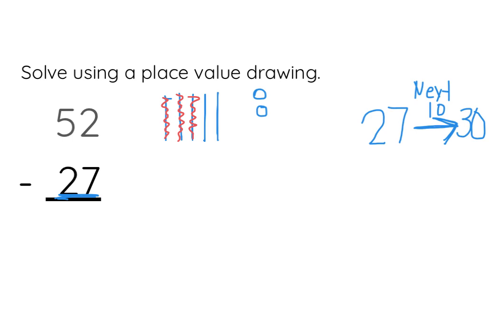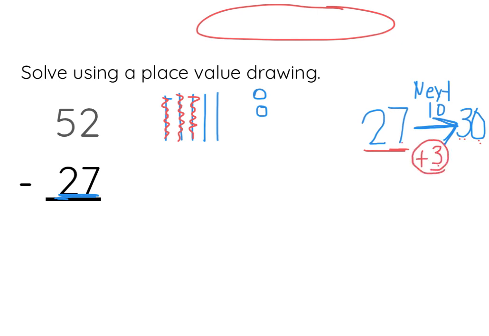Now, if you're using base 10 blocks, just take those 3 10s and put them up at the top of your desk. Now, you subtracted a 30, but remember, we didn't really need to subtract a 30, only a 27. So 27's partner to 30 is 3. So they're going to give me 3 back because I took away too much. So 52 minus 27 equals 25.